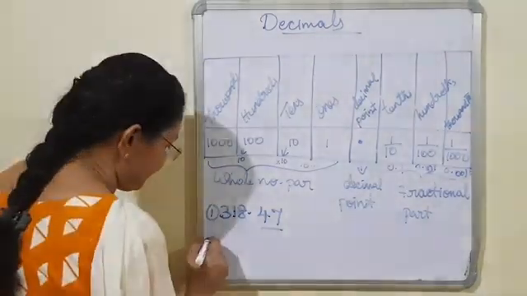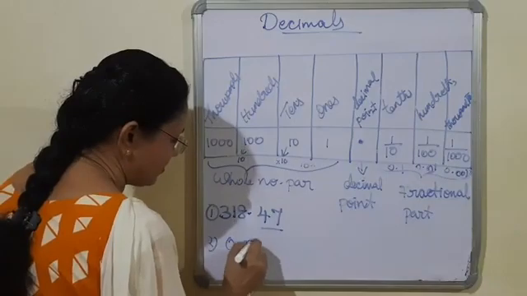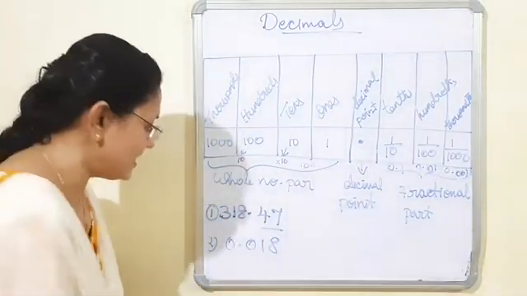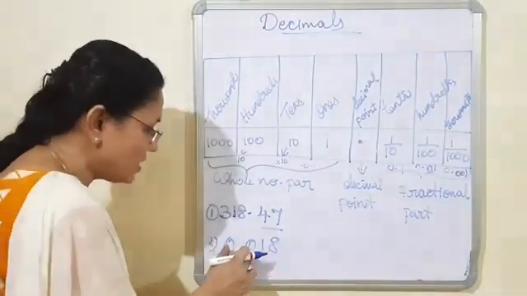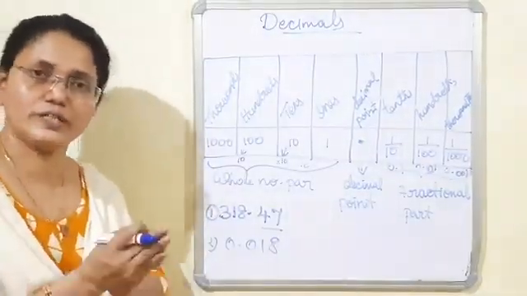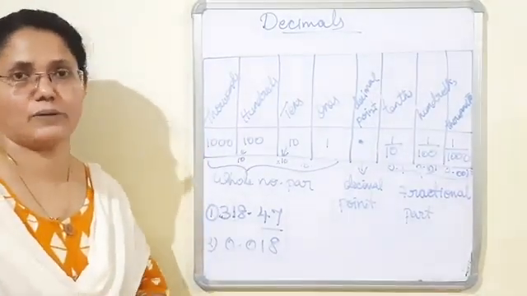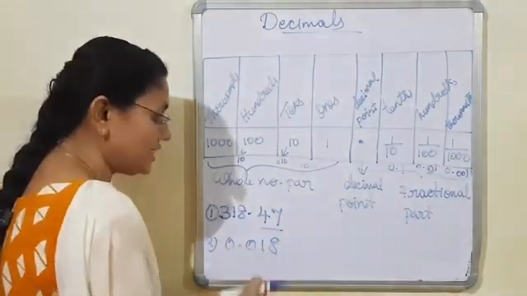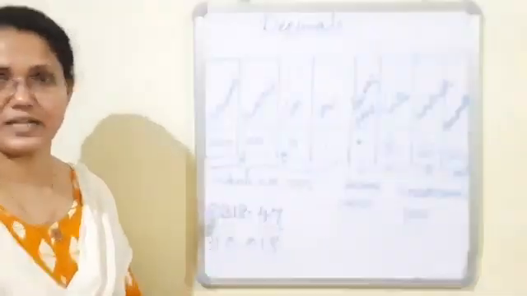Another one for you. How can we read this? Yes, 0.018. The whole number part as usual we should read together according to the places. But after the decimal point you have to read each of the digits separately.